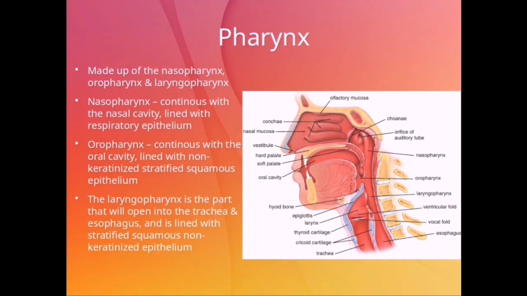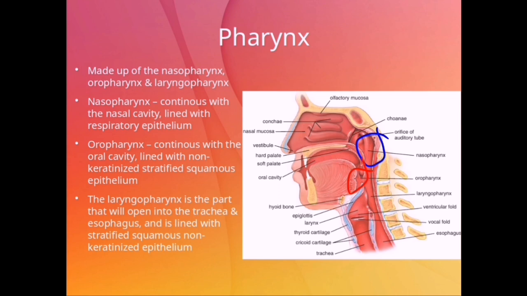Now let's talk about the pharynx. The pharynx is made up of the nasopharynx, the oropharynx, and the laryngopharynx. The nasopharynx is the part which is continuous with the nasal cavity. So this is our nasopharynx. Then we have the oropharynx, which is the part continuous with the oral cavity.